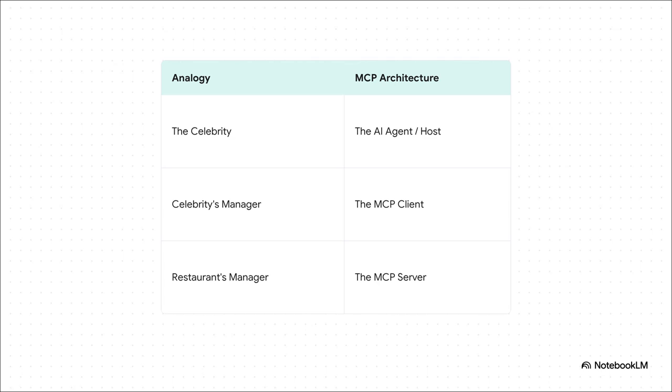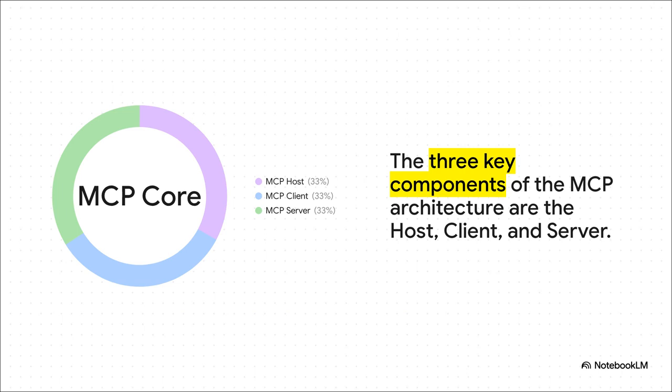And that little story, it actually maps perfectly to the MCP architecture. The celebrity, that's your AI agent, what the protocol calls the MCP host. The celebrity's brilliant manager, the one doing all the coordination, that's the MCP client. And the restaurant manager on the other end, the one who actually knows how to talk to the kitchen and the bar, that's the MCP server, which connects to the actual tool. So yeah, those are the three big pieces you need to remember.